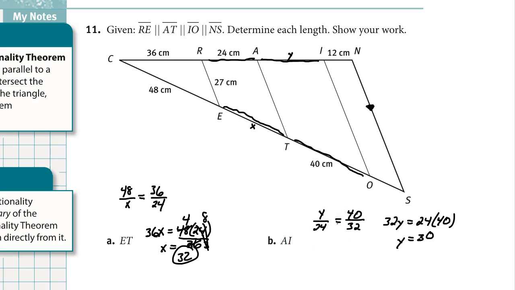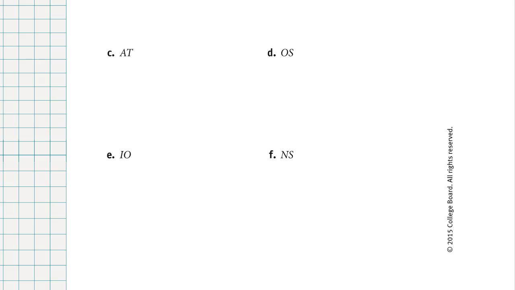That's not the only proportion that could have worked. For example, we could have taken this piece and matched it to the 36. If we had taken that one and matched it to the 48, you'd get the same final answer, 30. Let's try just one more of these. Work on question C. I'll pause the video for you.